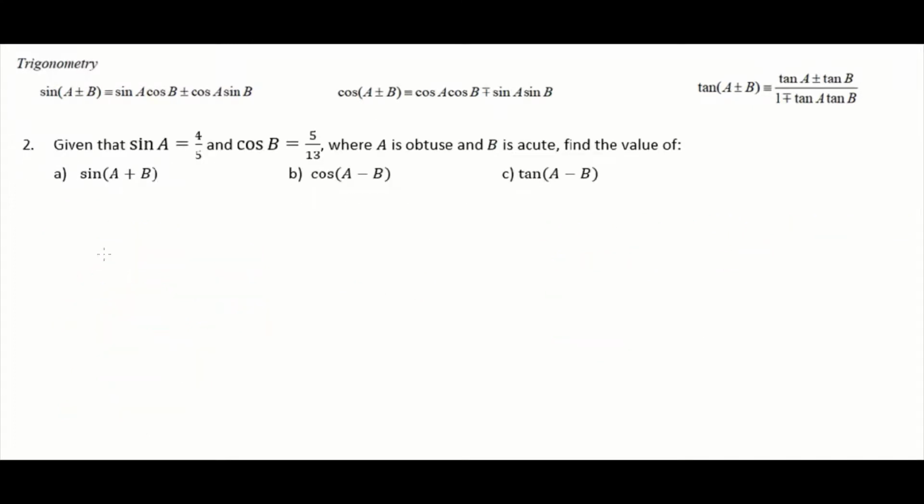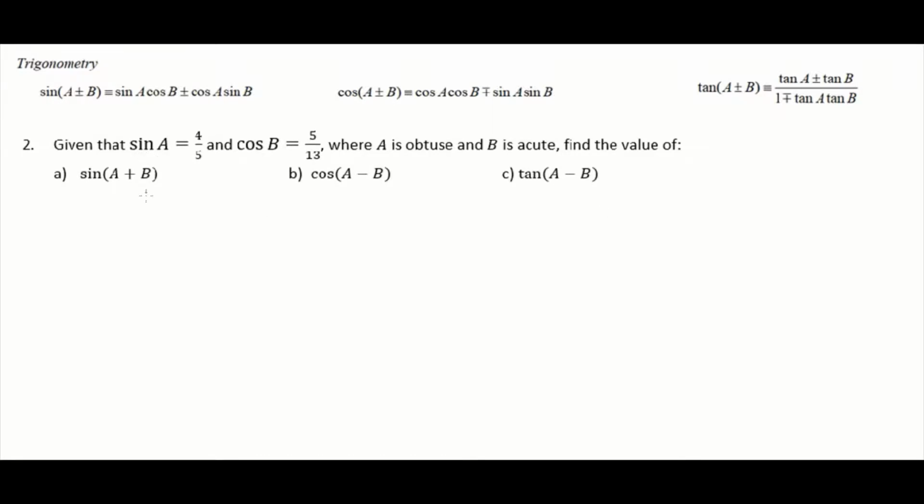Okay, so number 2, given sine A is 4 over 5, cos B is 5 over 13, A is obtuse, B is acute, so find all the following values. Okay, so looking at this question, you should know that you have learned this in your Pure Math 1 as well, trigonometry. Except the part where you need to find sine A plus B, cos A minus B, and so on. But it's going to be the exact same thing. So since you want to get sine, cos, tangent, let us just find out everything in one shot first.